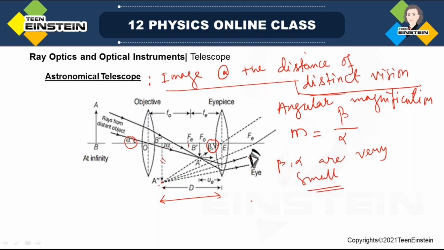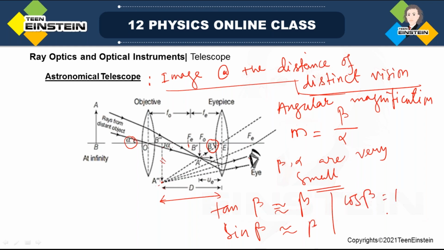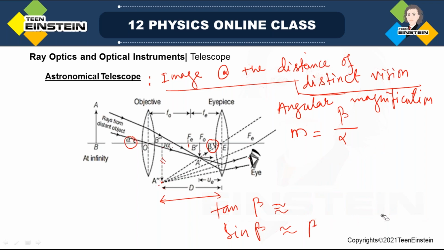If they are small, then tan beta can be written as nearly equal to beta, or sin beta also can be written as nearly equal to beta, whereas cos beta you have to write as 1, or cos alpha you can write as 1. Okay, so look, this magnification here you can just see as beta by alpha.